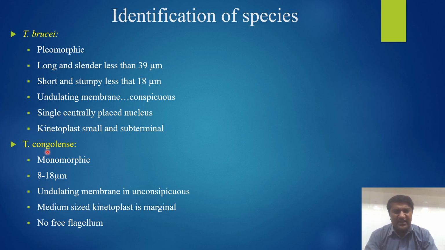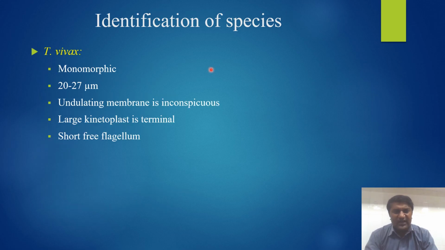In the case of Trypanosoma congolense, it is monomorphic, 8 to 18 micrometers in length, and the undulating membrane is inconspicuous. It is medium-sized, the kinetoplast is marginal, and there is no free flagellum. The third one is Trypanosoma vivax. It is monomorphic and 20 to 27 micrometers. The undulating membrane is inconspicuous. The large kinetoplast is terminal, with a short free flagellum.